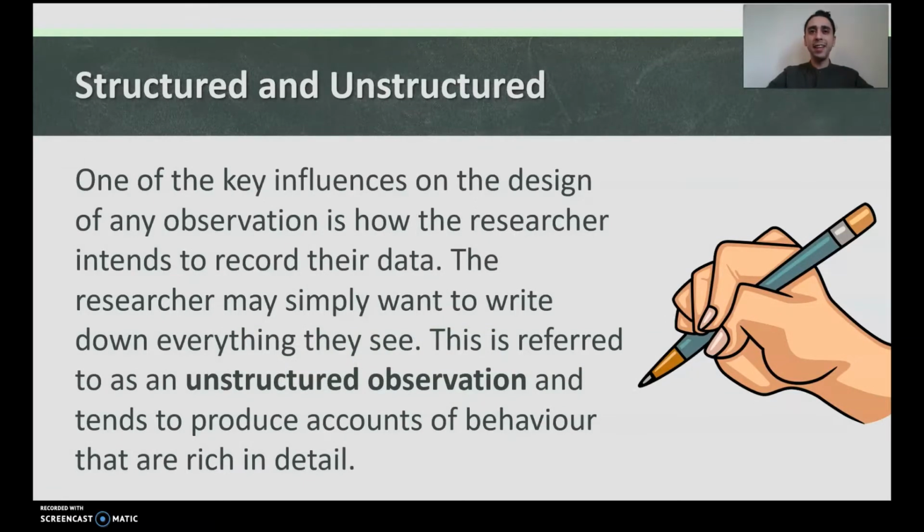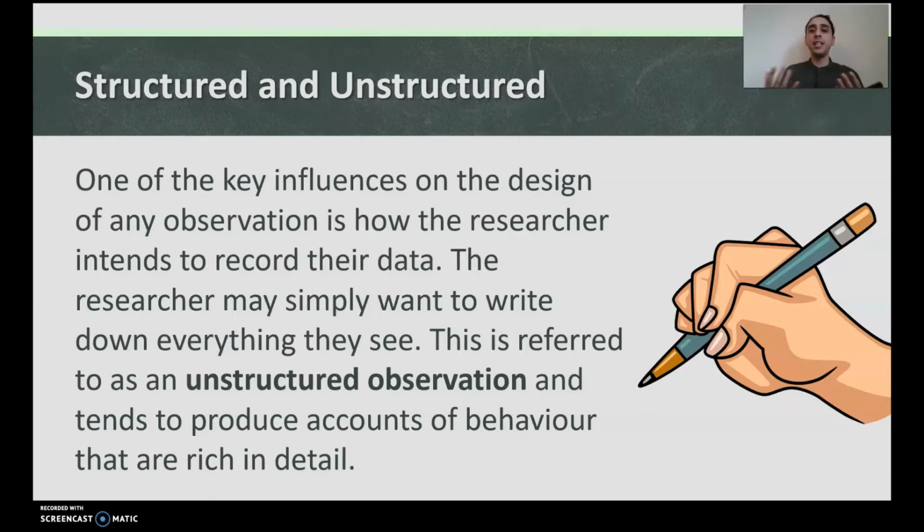One of the key influences on the design of any observation is how the researcher intends to record their data. The researcher may simply want to write down everything they see. This is referred to as an unstructured observation and tends to produce accounts of behavior that are rich in detail. So, think about observation. If I was to literally observe everything that's going on and everything that happens, I just literally write it down. I'm writing down everything. This would be an unstructured observation.